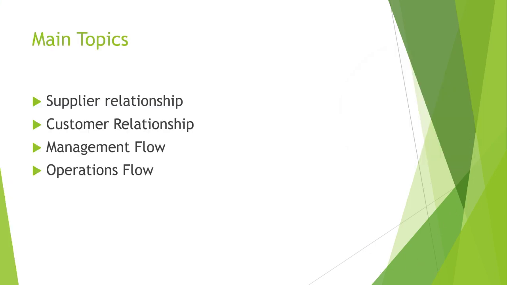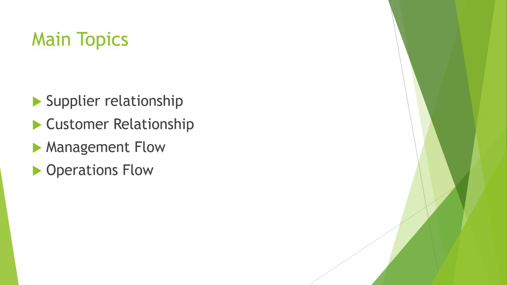And starting off with our main topics, we have supplier relationship, which just goes into detail about who our suppliers are, what type of relationship we have with them, how often we do business with them, and things along that line. Secondly, we have the customer relationship, which is who we're dealing with, who our customers are, where they come from, who's renting which properties.